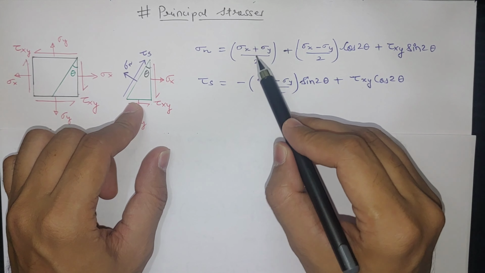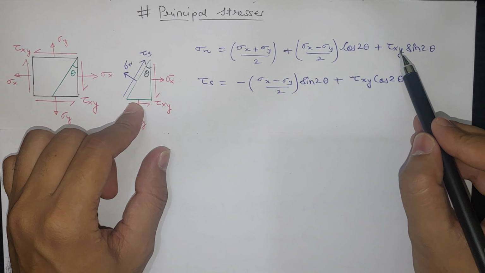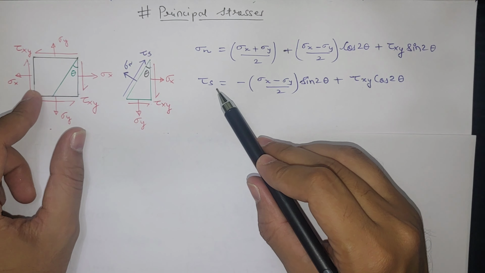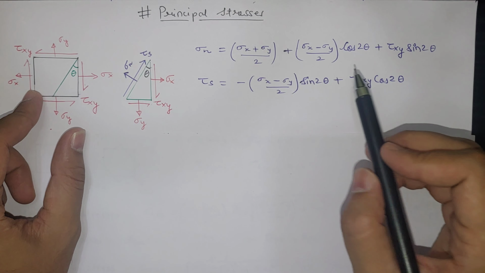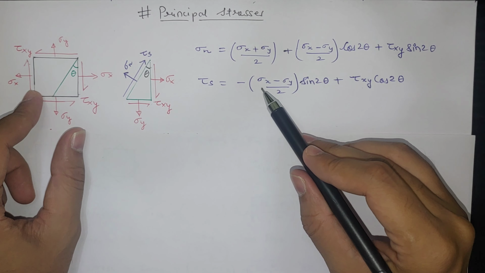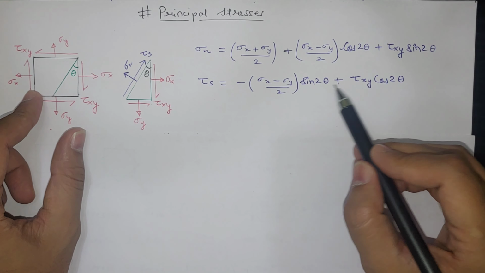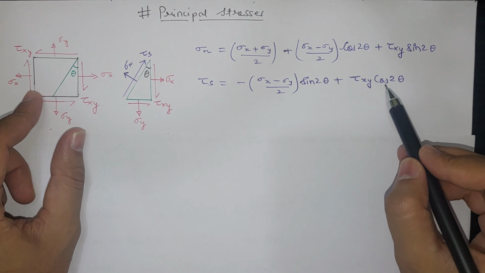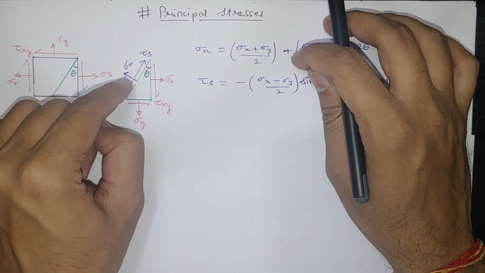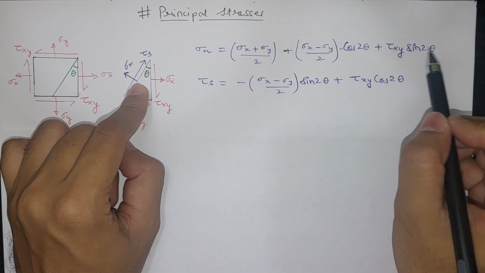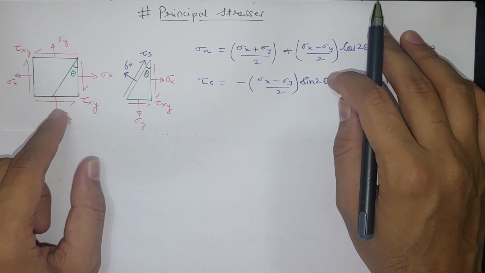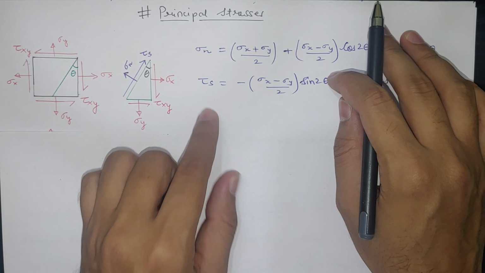If we put the values of sigma x, sigma y, theta and tau xy, we get the normal stress on that particular plane. And tau similarly we can calculate from this equation. We have similar variables here, but different signs and functions. So here sine 2 theta, cos 2 theta, sigma x, sigma y. These are the two equations with which we can find these two stresses on any plane by simply varying theta, since we know the values of sigma x, sigma y. So these are the normal and shear stresses.